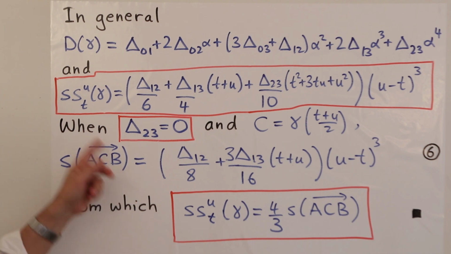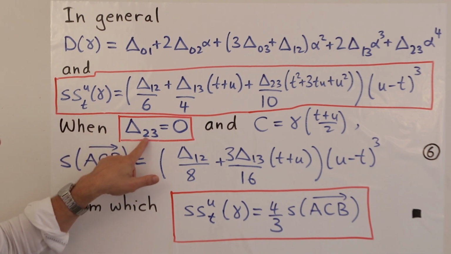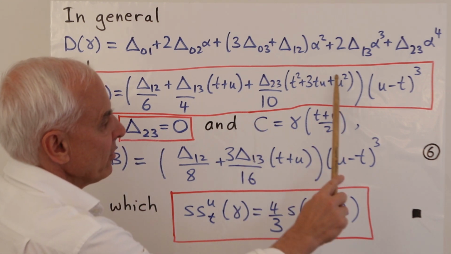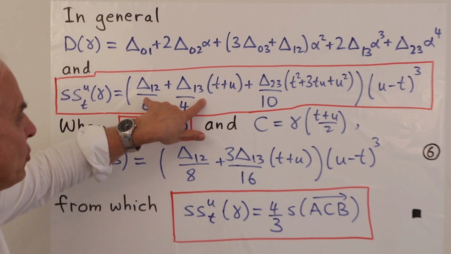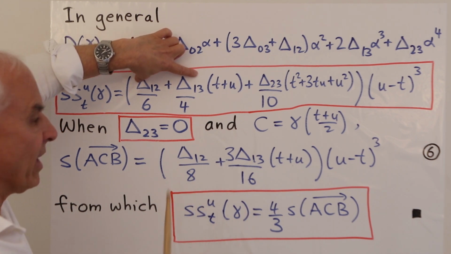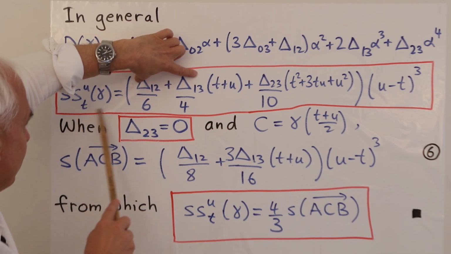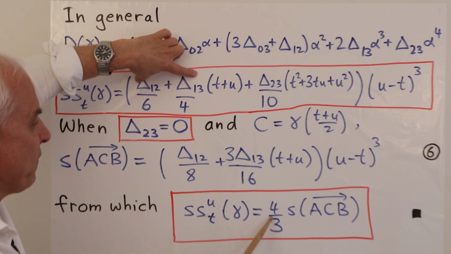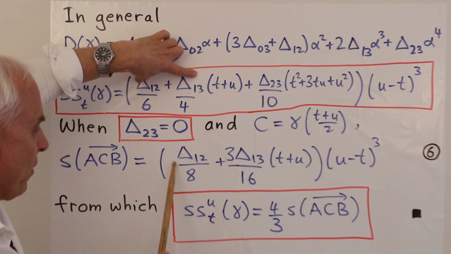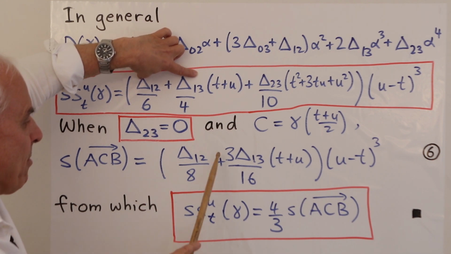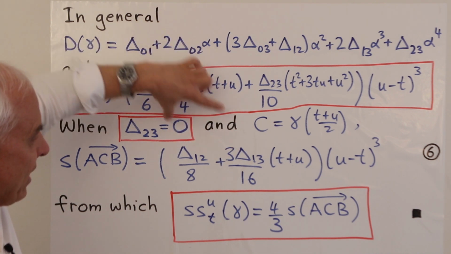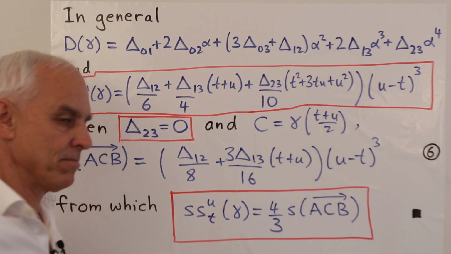Now, how does that compare with the signed slice area in the case when delta 2,3 equals 0? Well, when delta 2,3 equals 0, then this quadratic part is not there. And we just have these two terms multiplying this. And when you look at these two terms and compare them with these two terms, pleasantly, there's a nice ratio. In fact, the signed slice area is exactly 4/3 the signed area of ACB. And we can see that because if we multiply this by 4/3, we'll get 1/6 there. And we multiply this by 4/3, we get 1/4, which is exactly what we have there. And otherwise, these two expressions are exactly the same. And the factor here is exactly the same.